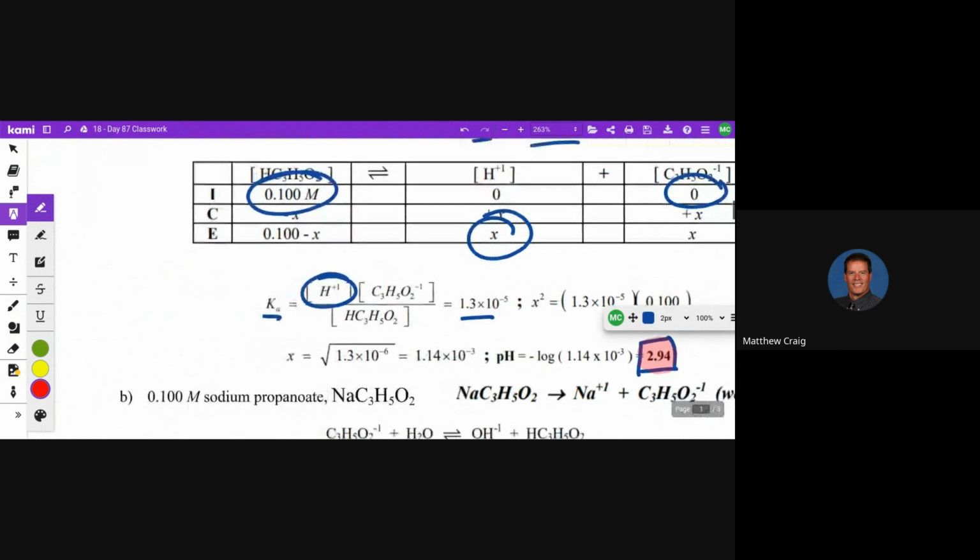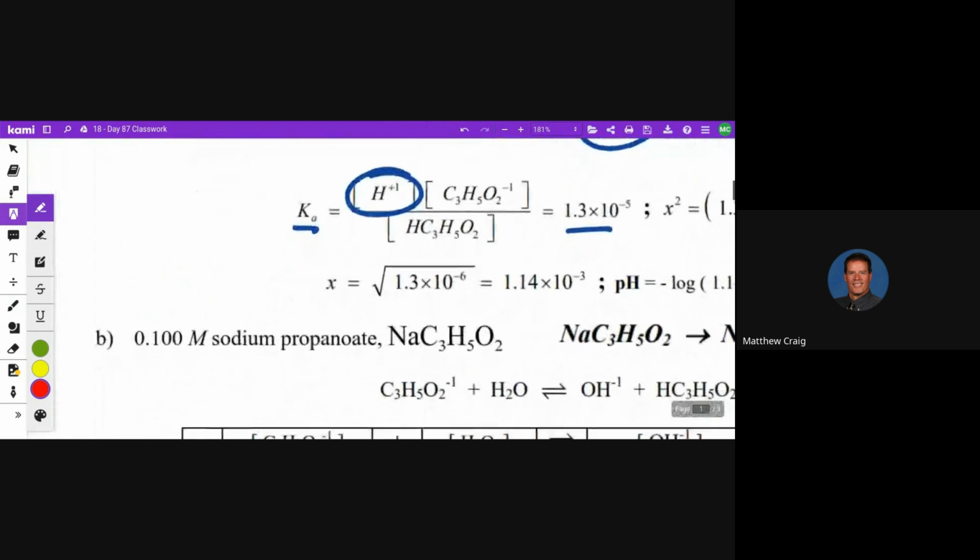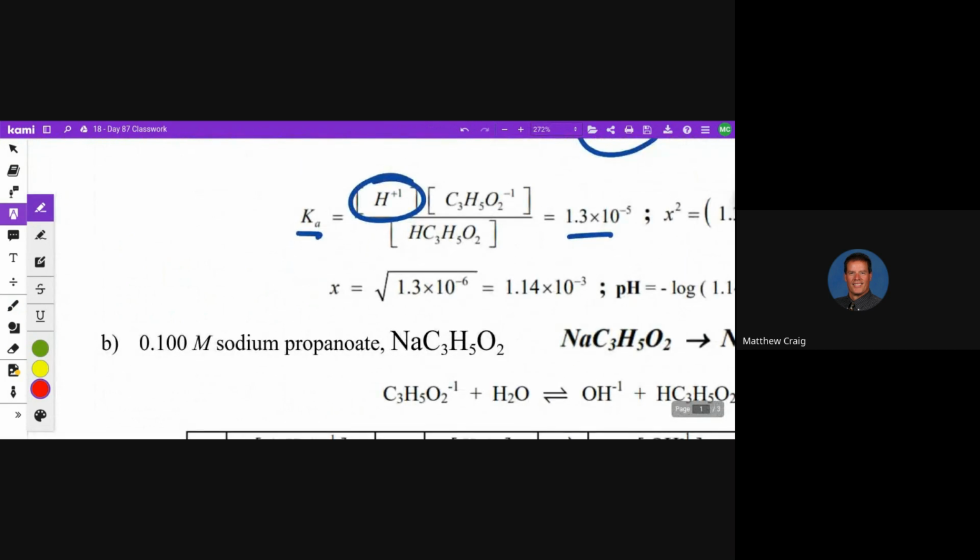All right, part B, we're going to add 0.1 more of sodium propionate. And hopefully you're saying to yourself, ooh, we got a common ion here. And you would be correct. Also, this is a salt. How do you know it's a salt? Because you see a conjugate of a strong on this.